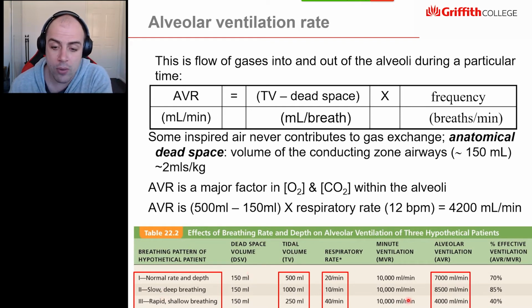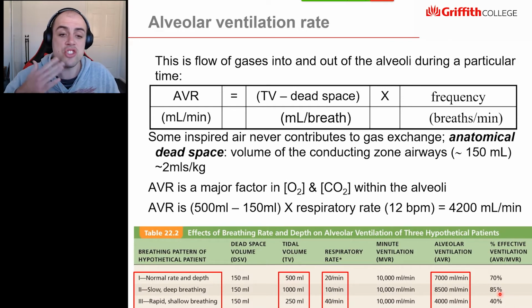So if we look at our ventilation rates here, we can see our tidal volume has halved. I'm moving 250 milliliters of air, but I'm now breathing over 40 times per minute. If you do the math on that, it's still 10 liters per minute that I am moving into and out of my lungs. But only 40% of that is effectively getting into the alveoli because I'm breathing so rapidly and just moving in and out really fast. It's not deep enough breathing to really get into those alveoli and properly ventilate them.